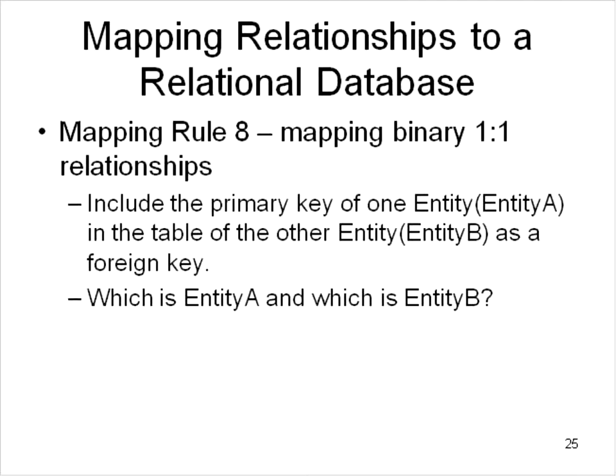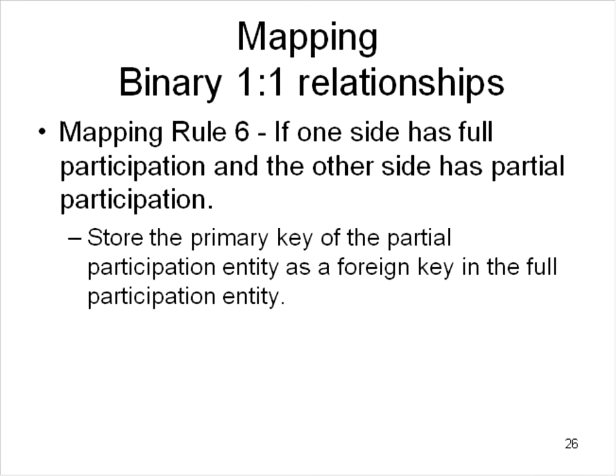So basically what it says is you take the primary key of one entity and put it in the other entity as the foreign key, but the question is, which is entity A and which is entity B? So we have some other rules here, some additional rules. Now in the slides the rules are not going in order, but in the book you'll find a better order for the rules. If one side has full participation and the other side has partial participation, store the primary key of the partial participation entity as the foreign key in the full participation entity.